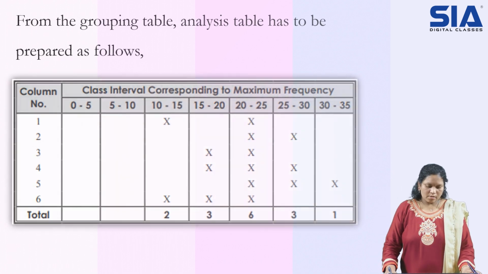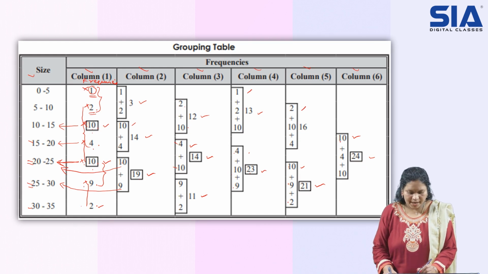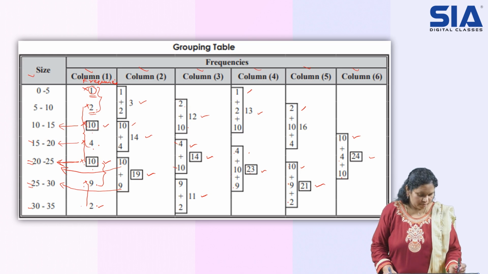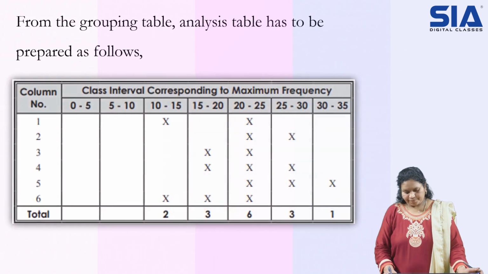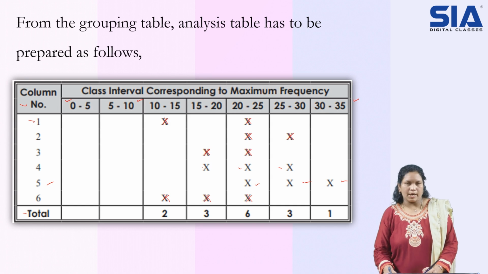Similarly, the last column also, let us check it out. Only one value we have, that is 24. For 24 only you have to do the cross marks. So that is for 10, 4 and 10. So where it falls, 10, 4 and 10 means that is 10 to 15, 15 to 20, 20 to 25. I am making a cross mark here. So let us check it out. See, 10 to 15 and then 15 to 20 and then 20 to 25. Make a cross mark. Okay.